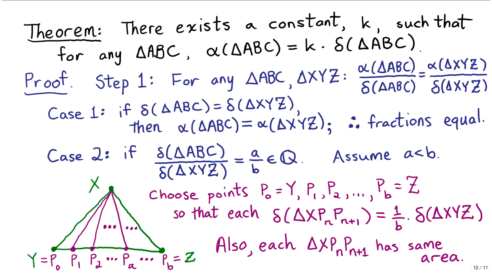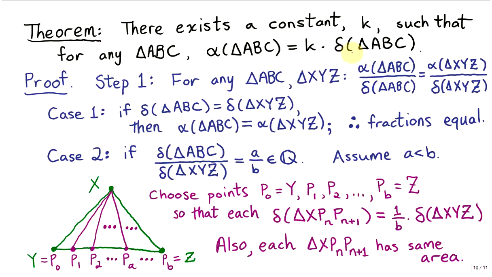Now we actually have one more theorem to talk about. We've shown that two triangles with the same angle deficit have the same area. And now we're going to use this to prove the fundamental relationship between area and deficit. That there exists some constant number k such that for any triangle, the area of that triangle is proportional to the deficit of that triangle.